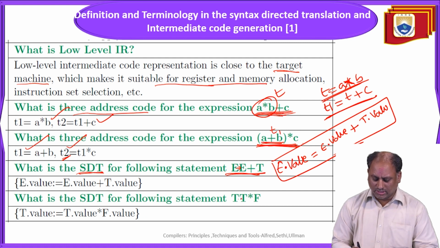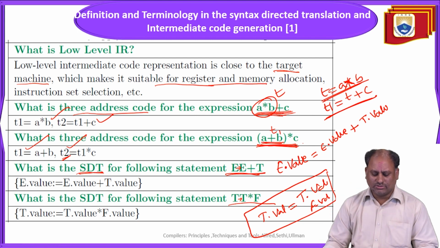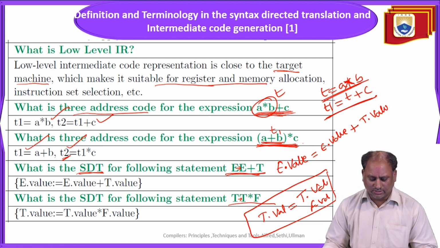What is the syntax directed translation for the statement T derives T star F? Now the value is represented as T dot value on the left hand side, whereas the right hand side of the expression is T dot val star F dot val. Like this we are going to represent the syntax directed translation notations for each of the attribute associated values for the corresponding symbol.